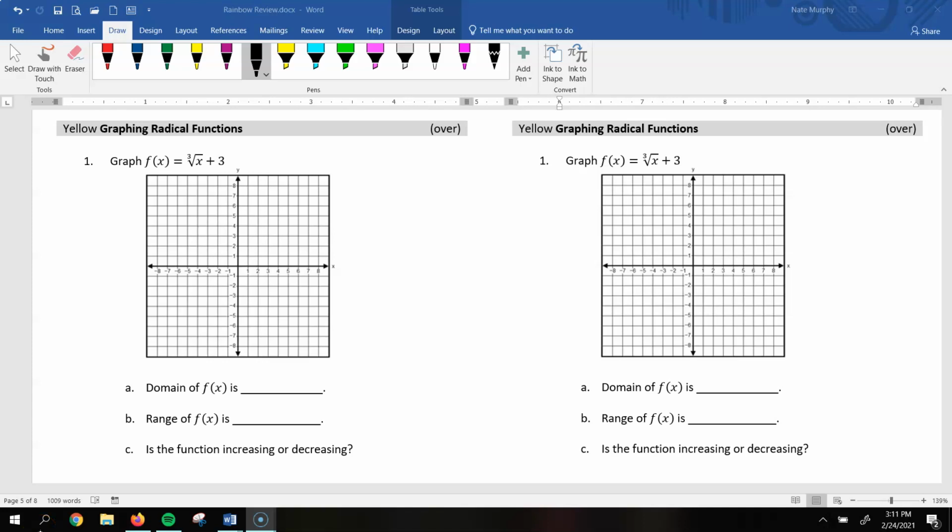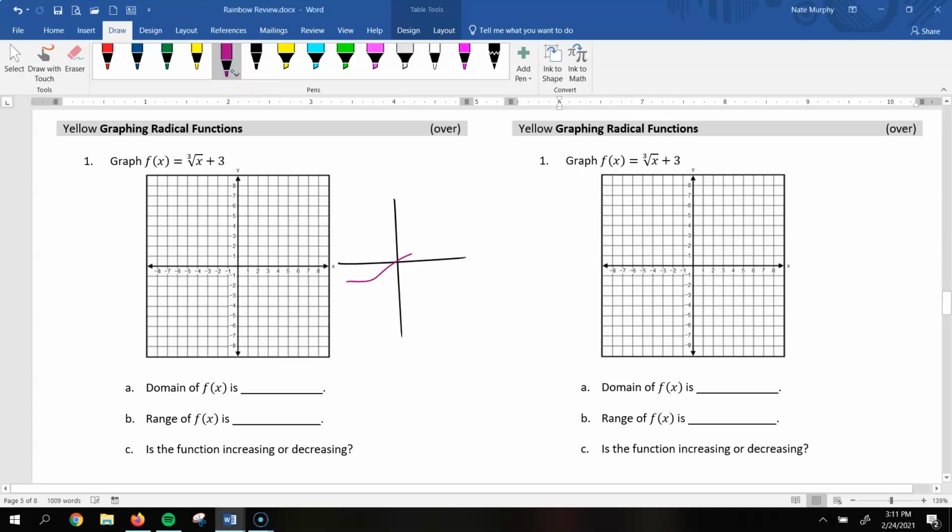All right, in this video we're going to be looking at the yellow section of your review. So starting with number 1 here. The first thing to remember is the cube root of x, the parent function, looks something like this. A little pinwheel type shape, a little twisted line going through the origin there.